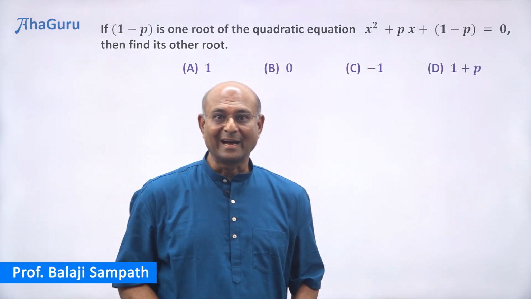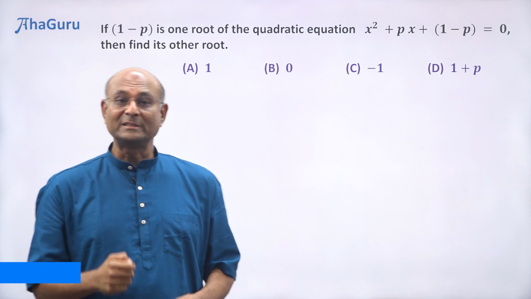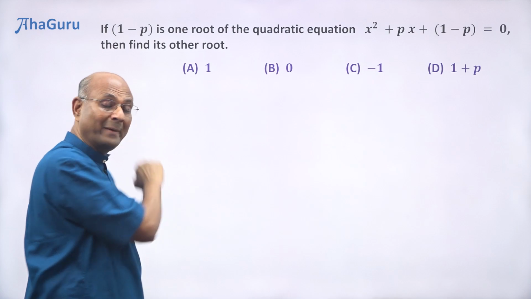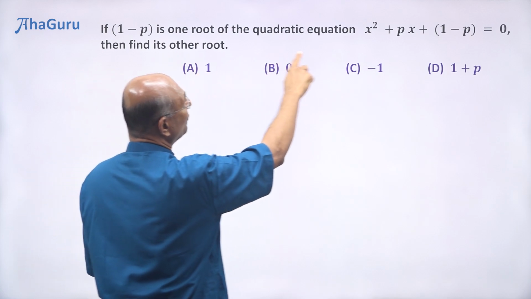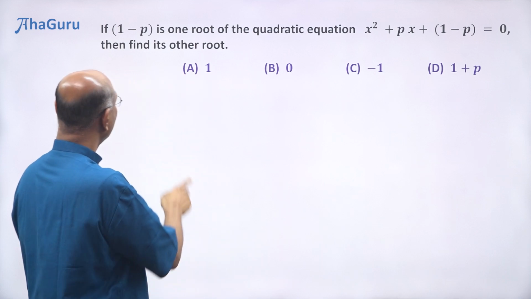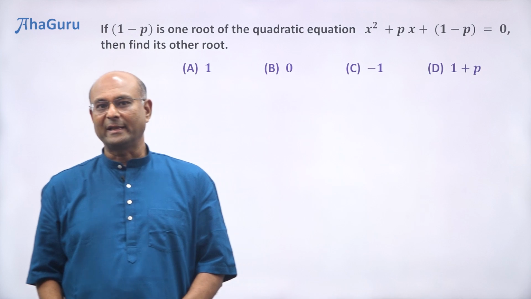My student Sahana asked me an interesting doubt on this question. This is an old JEE question. Let us look at the question carefully. If 1 minus p is one root of the quadratic equation x square plus px plus 1 minus p equal to 0, then find its other root. There are 4 options given here.